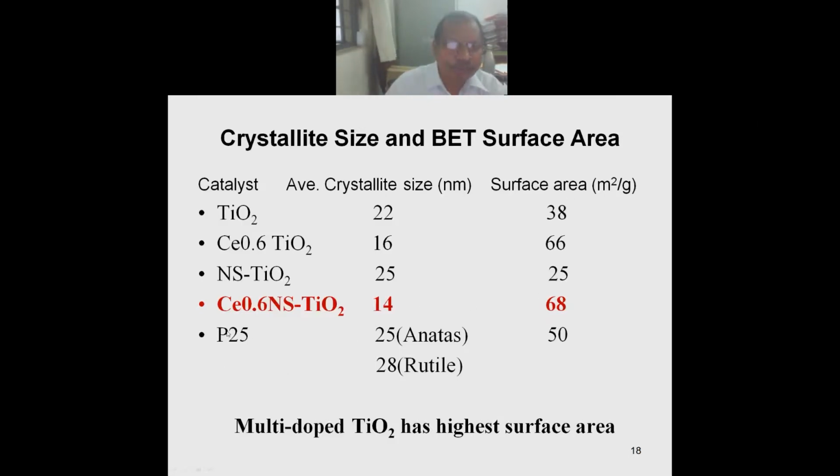This is P25. P25 is a commercial TiO2 which consists of 25% anatase and, sorry, it is 75%. It is wrongly written as 78, it is 75. And the surface area for this commercial TiO2 is 50. So this developed TiO2 shows a higher surface area as well as a lower average crystallite size, and that is going to affect the photocatalytic activity.